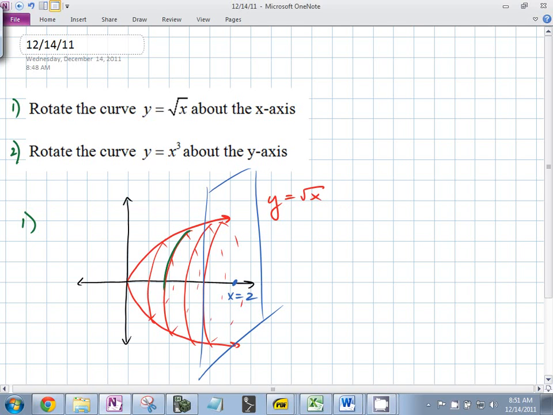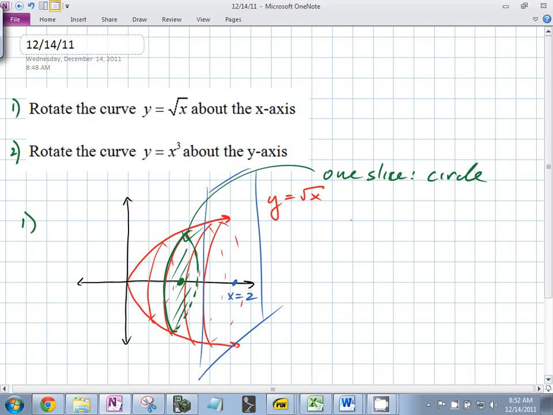Here's one slice right here. You see that one slice? It's just a circle, isn't it? It's just a circle, yes. Here is one slice. Each of these slices is going to be a circle, absolutely. So what is the area of that circle in terms of x?